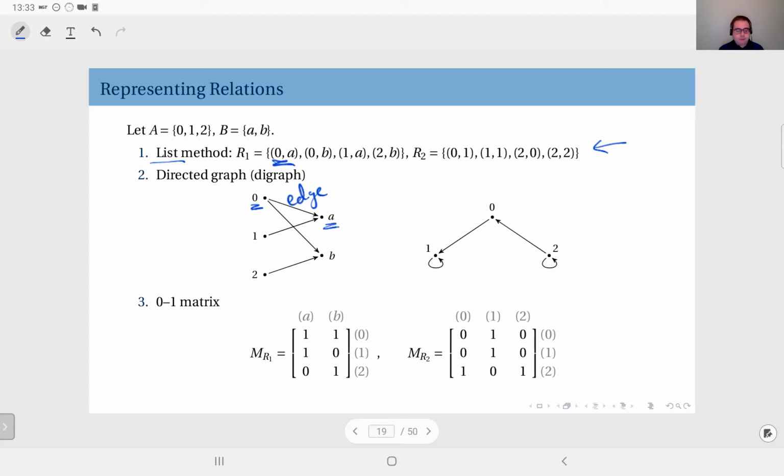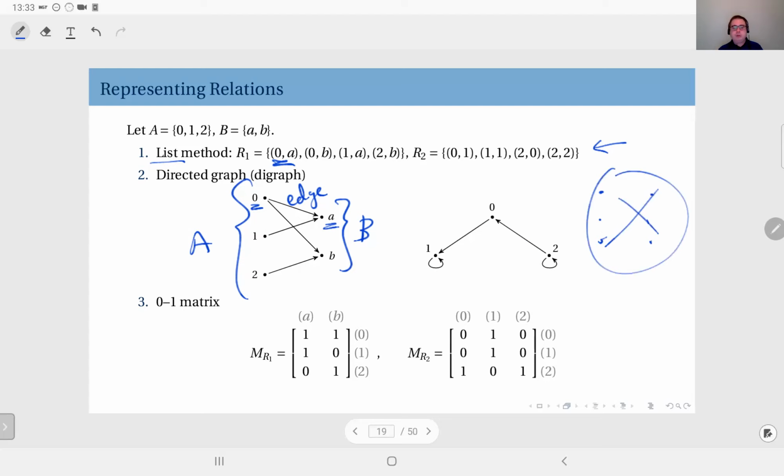Here we see a relation R1 from set A to set B. On the left-hand side, we have the elements of A. On the right-hand side, we have the elements of B. And on the right, we see R2, a relation on A. B is not involved here. So instead of just writing 0, 1, 2 here and 0, 1, 2 again here, you don't need this. You can just use each element once.